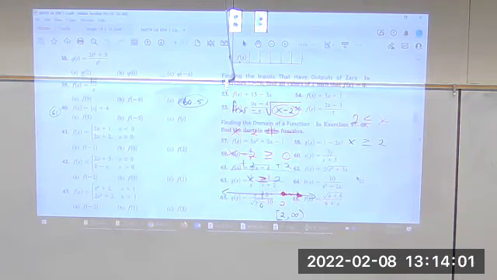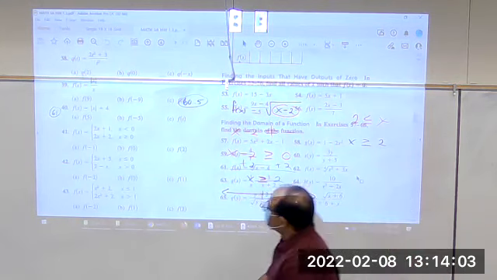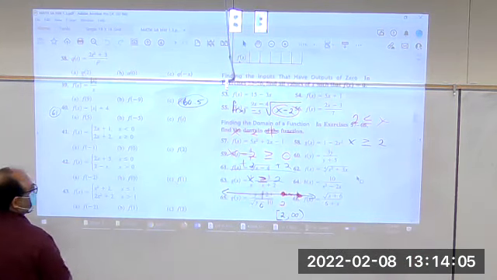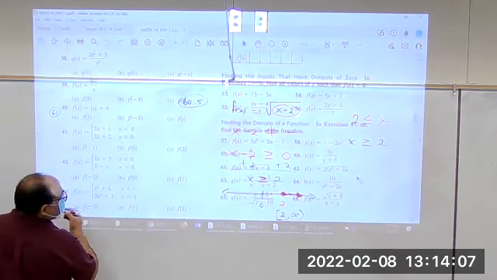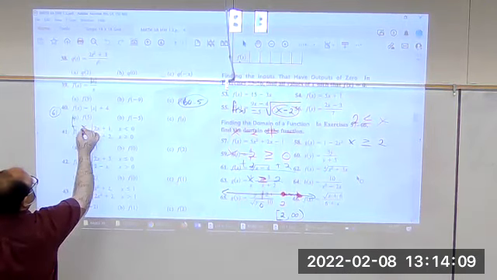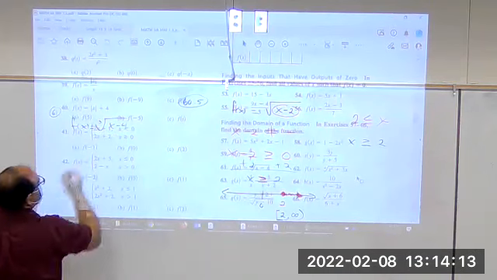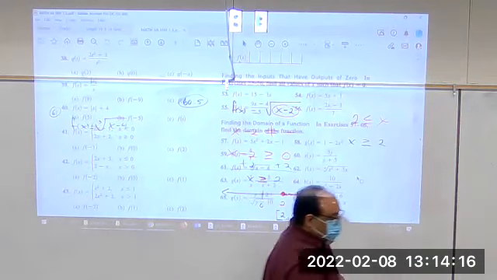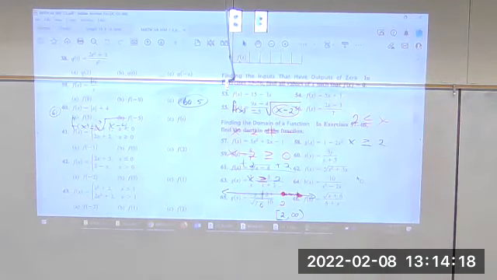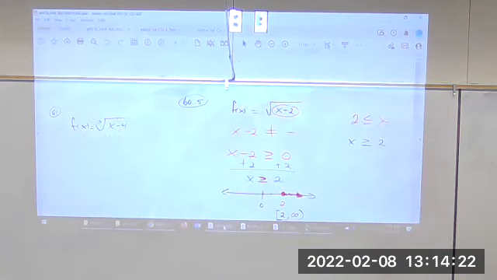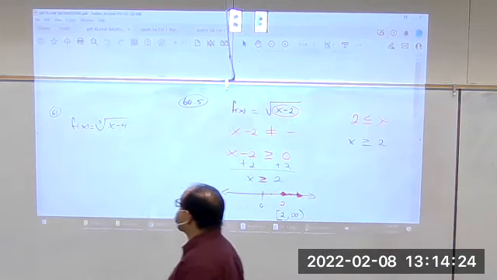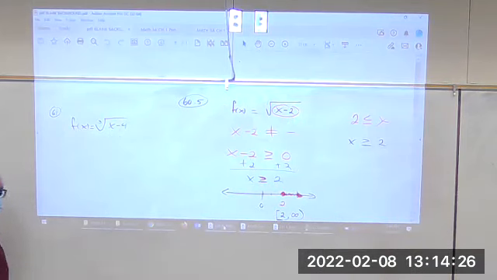Okay. Cube root of x minus 4. F of x equals the cube root of x minus 4. Now, the domain for cube roots, for odd roots, is real numbers. You can take the cube root of negatives, positives, and zeros. Cube roots have no restrictions.